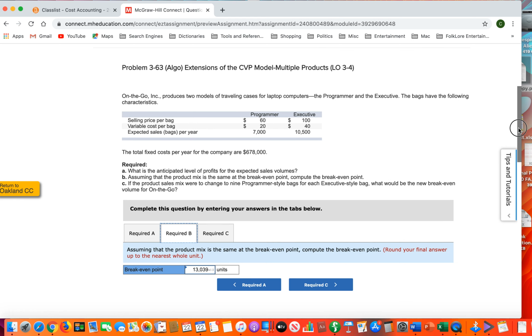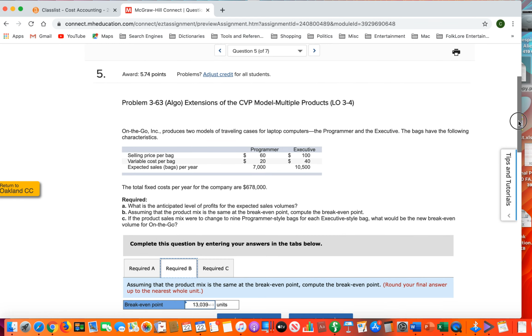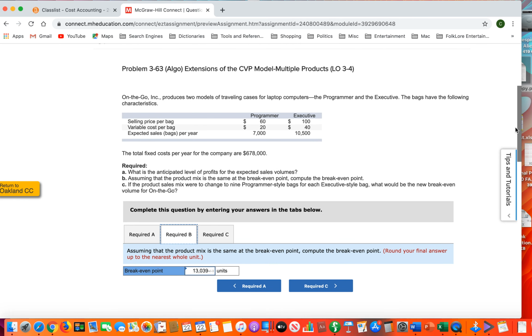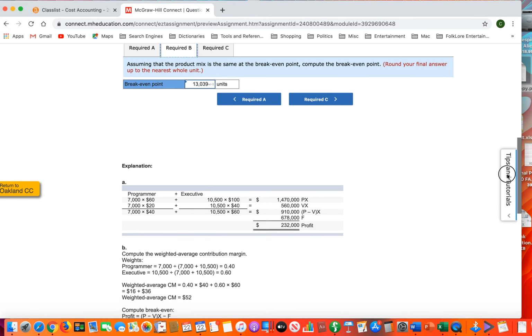The answer to problem B is you solve it the same way we just did with problem 4. You figure out the contribution margin for each item and then determine what percentage of it is, or you find a weighted average of the contribution margin. Okay, and of course that was also presented in the PowerPoint slides too. In fact, let me show you how they did it.